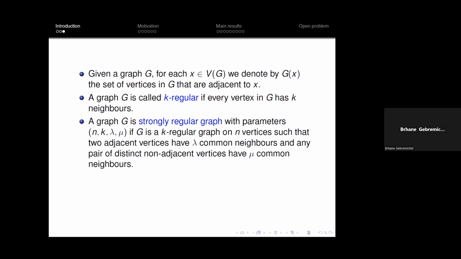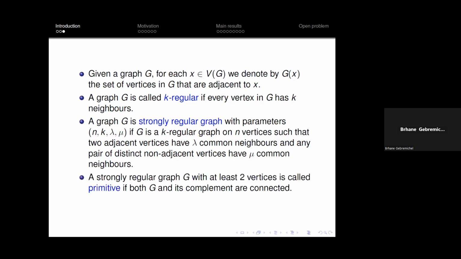So a graph G is strongly regular with parameters (n, k, lambda, mu) if it is k-regular with n vertices, in which two adjacent vertices have lambda common neighbors, and any pair of distinct non-adjacent vertices have mu common neighbors. Moreover, we say a strongly regular graph with at least two vertices is called primitive if both the graph and its complement are connected.